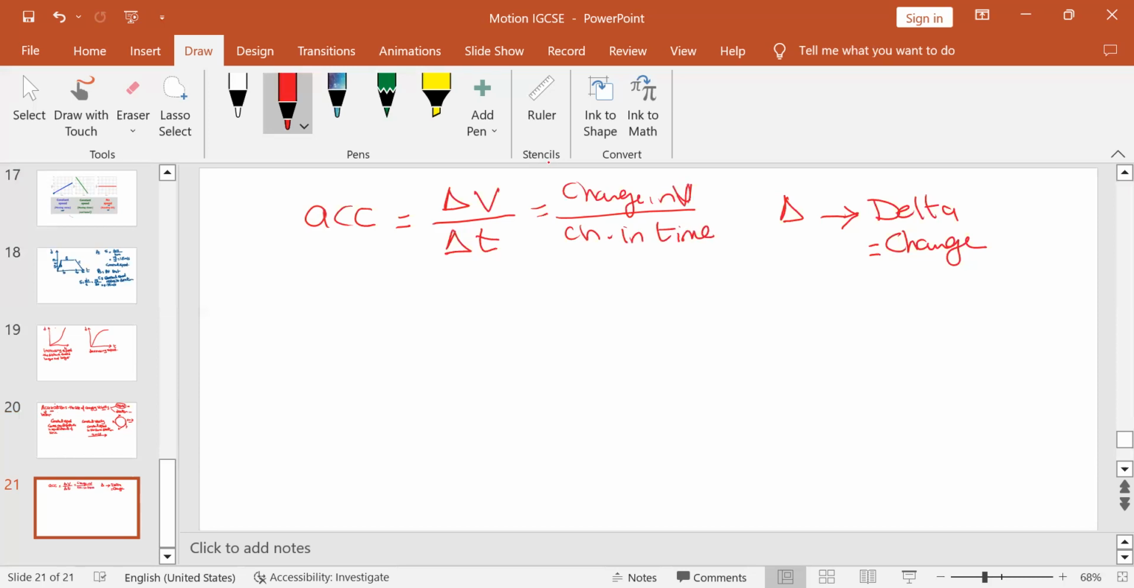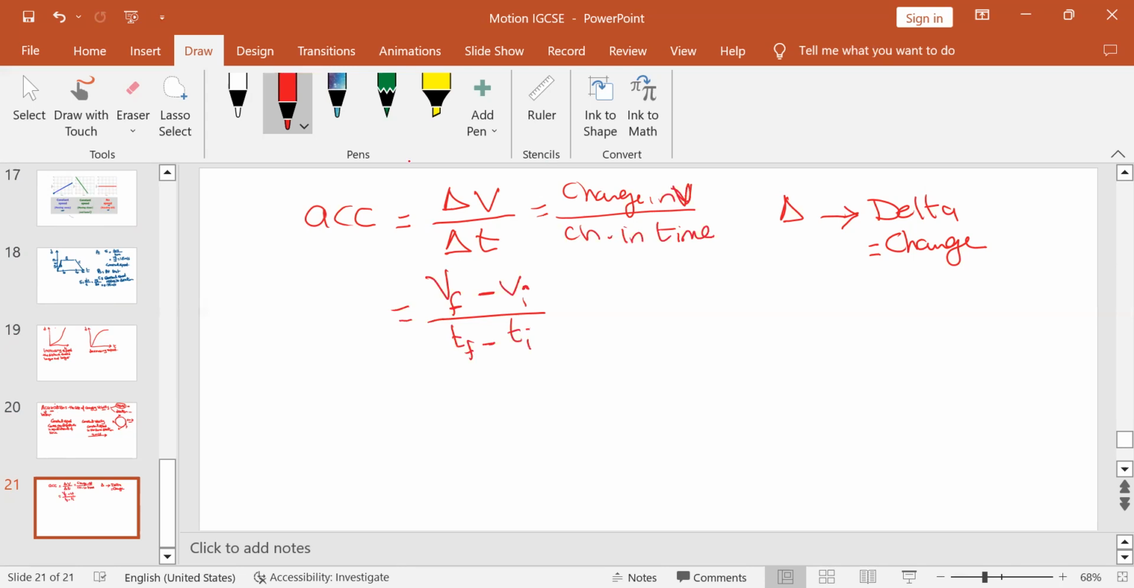Okay, so what does change mean? It means that we have an initial value and a final value. So when we say delta V, it means V final minus V initial, over T final minus T initial. Clear? Okay.